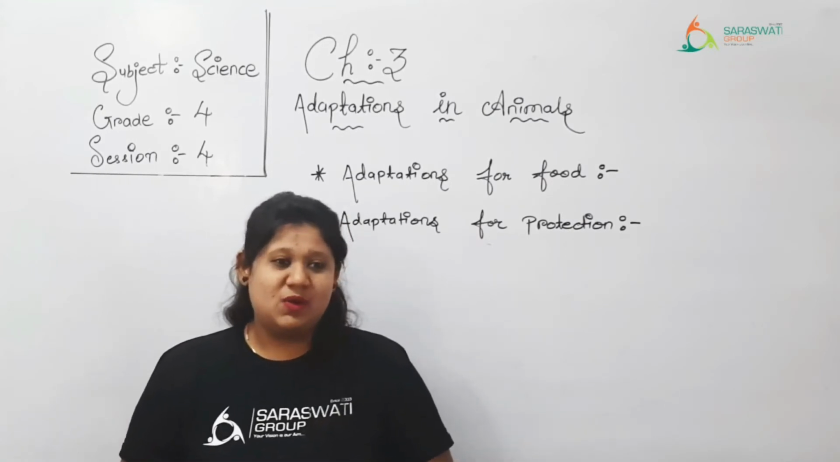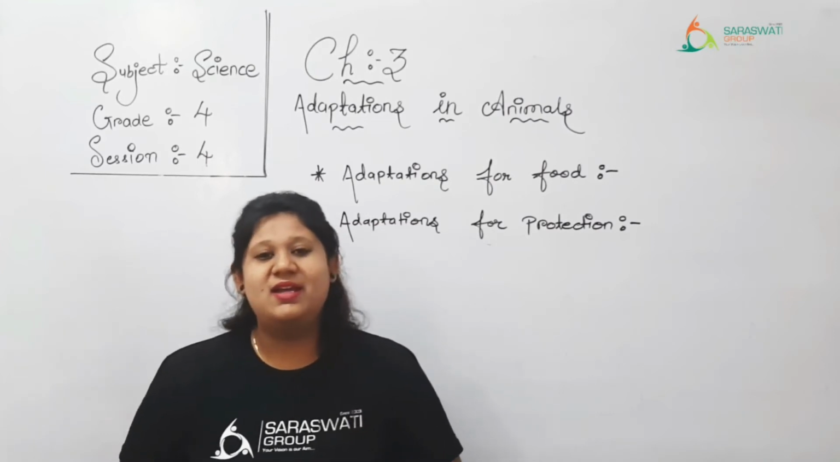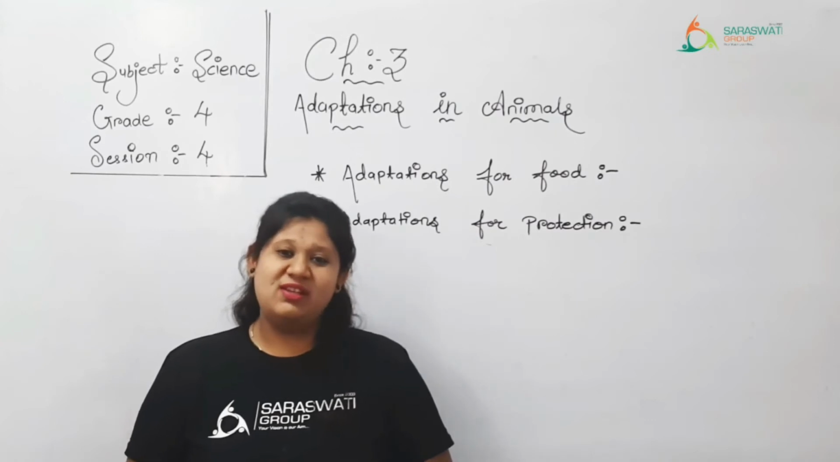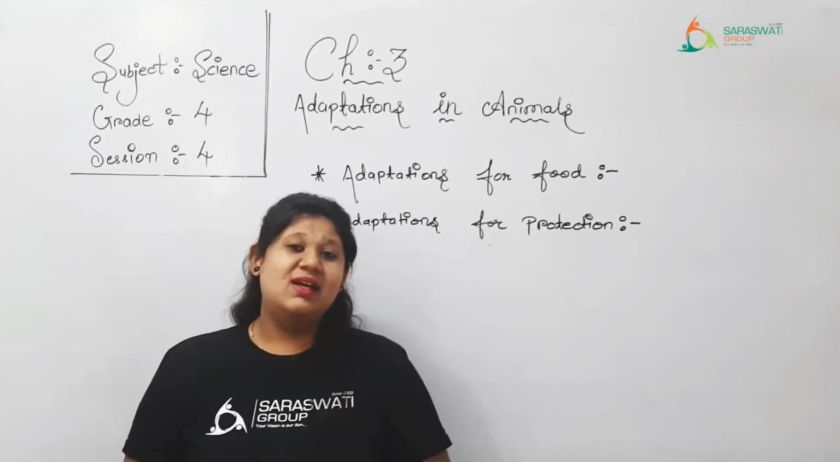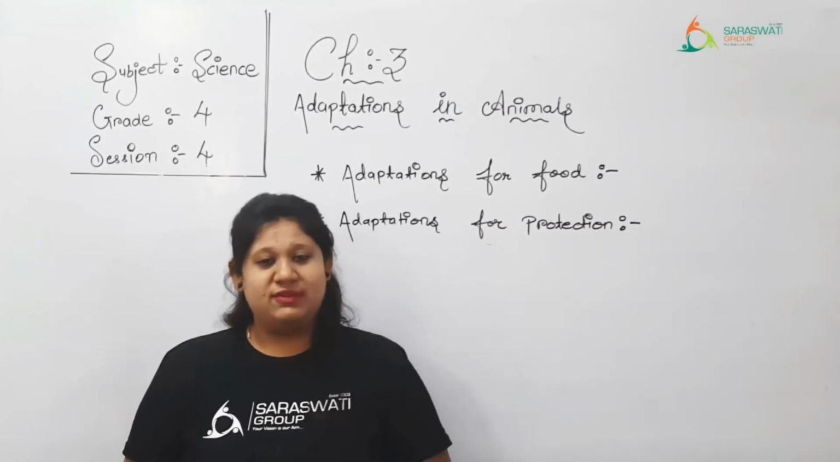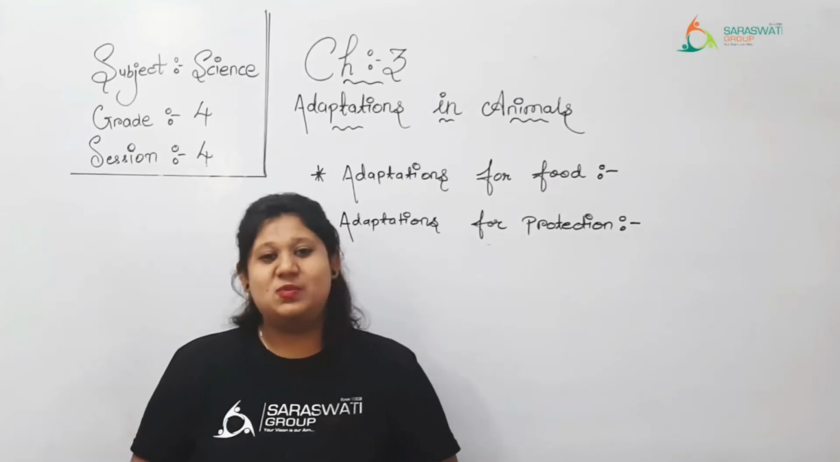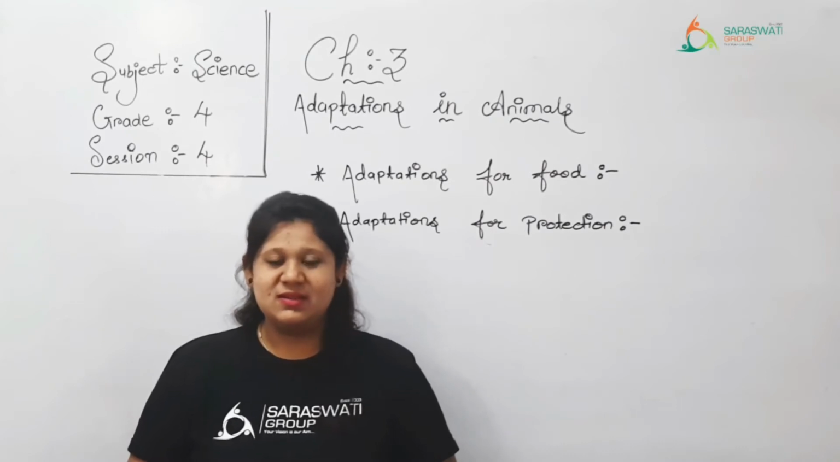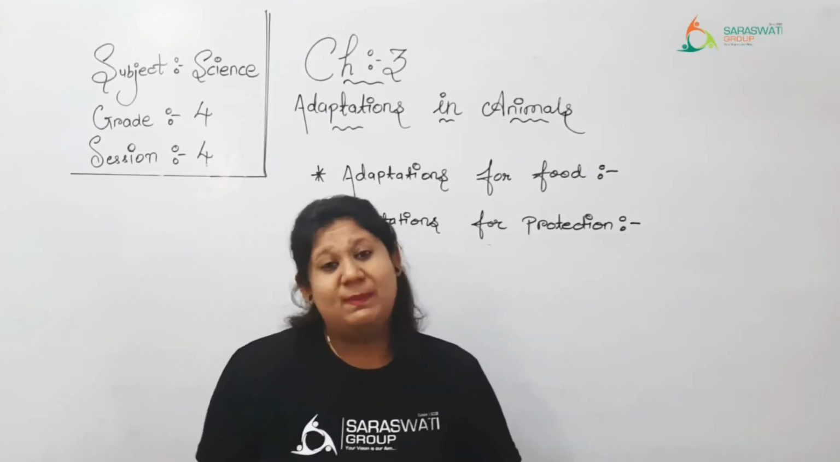Why? Because there are so many people out there eating fish, chicken, right? So all these things are considered flesh, right? So if they are eating both things, it means they are considered omnivores, right? Clear? Now parasites.